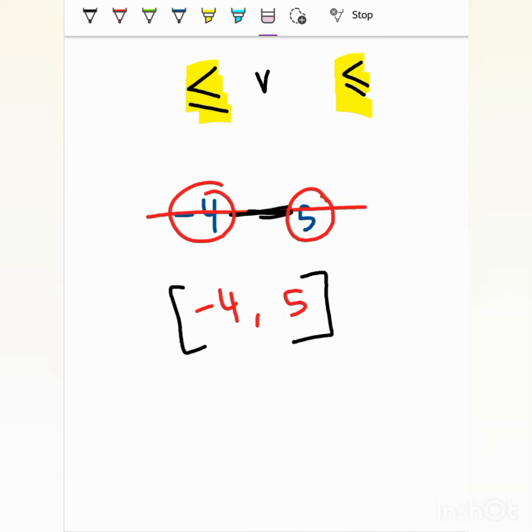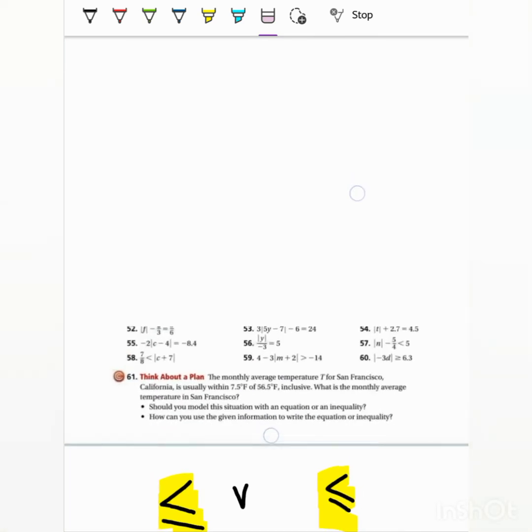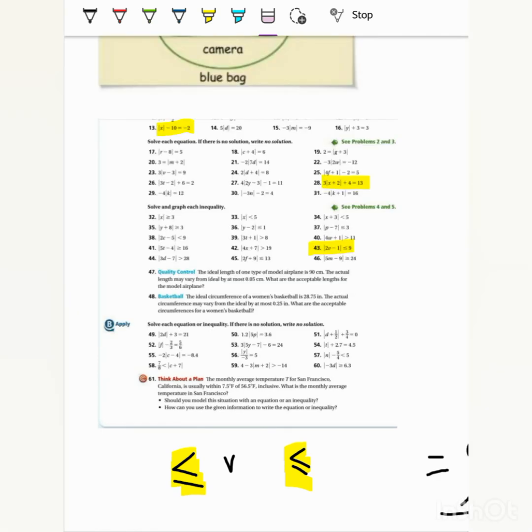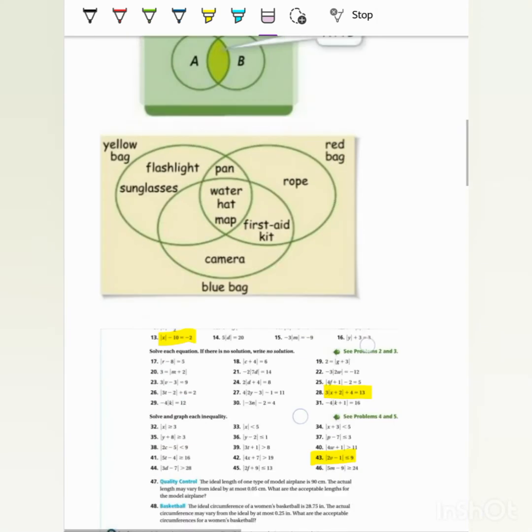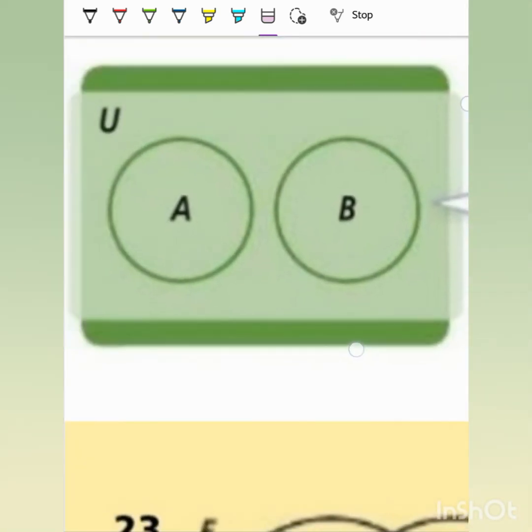Now this is almost everything about 3.7. Now let us move to 3.8. I will start from this.